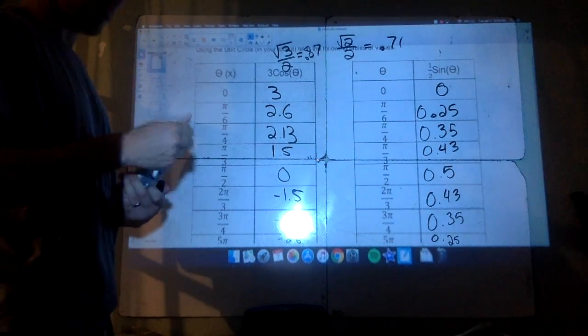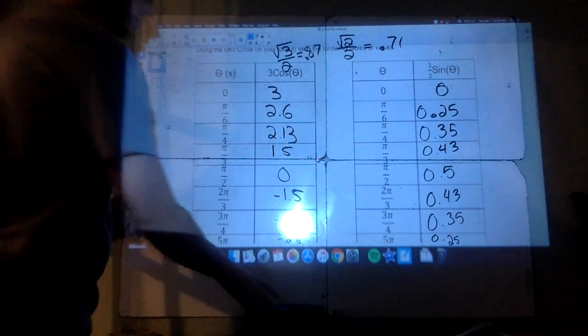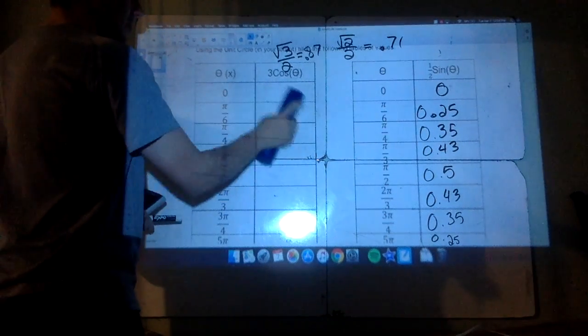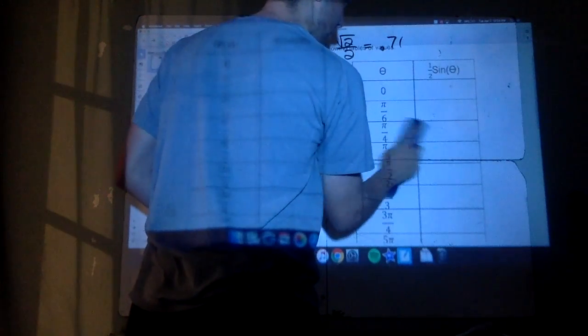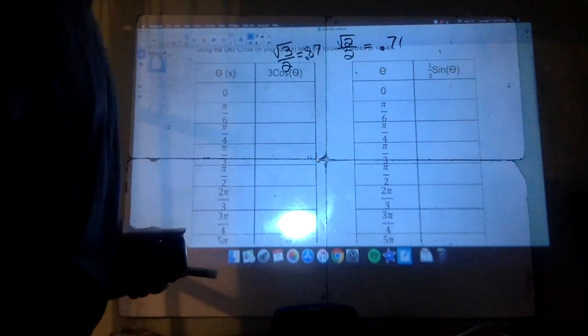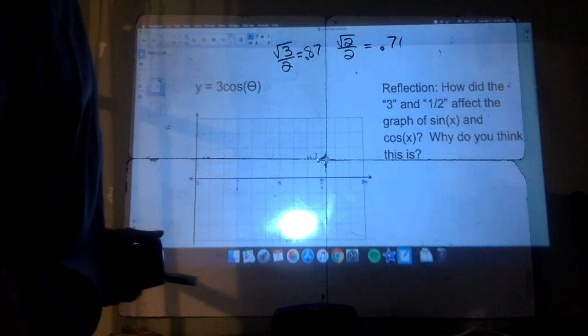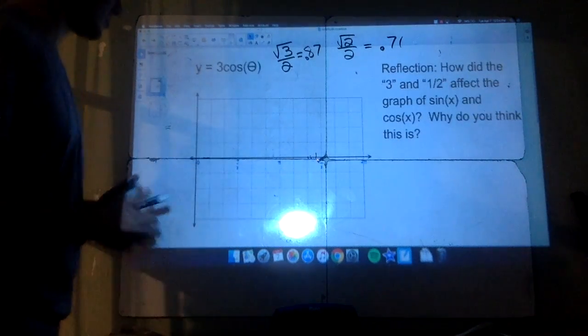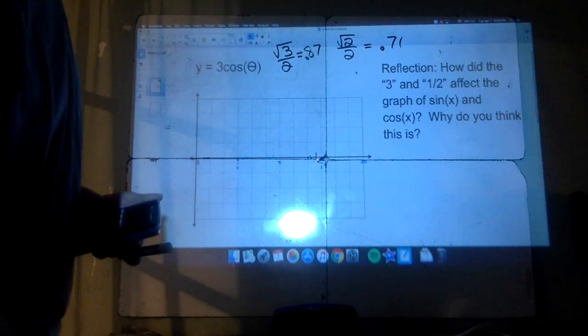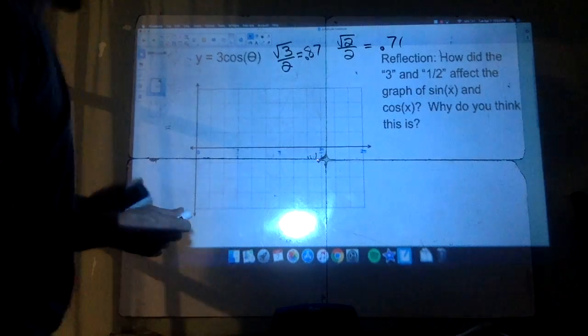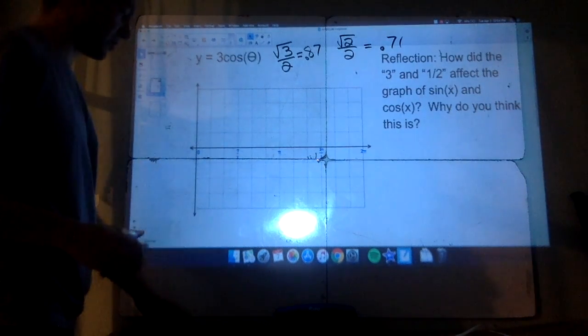So what I want you to do is look at your table and graph these points on a graph. You could sketch this graph here. Let me move mine up just a little bit. So you're going to sketch this graph, and let's start it together.